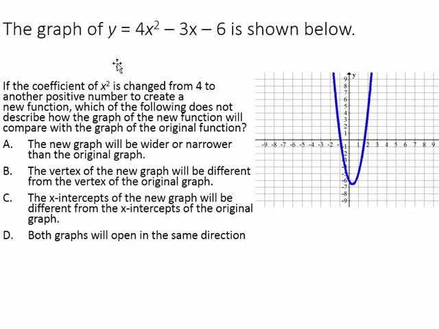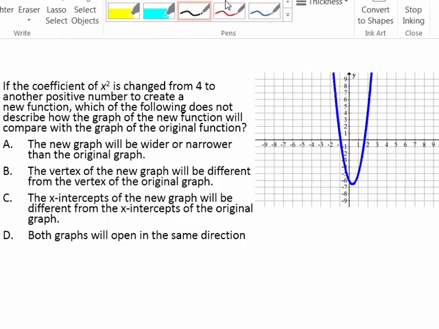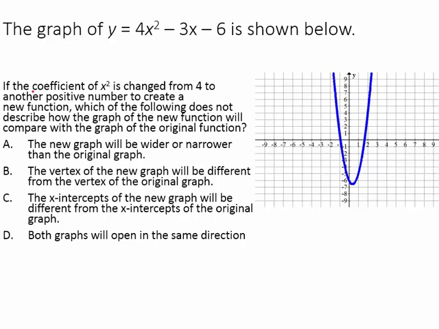There's quite a bit of information given to us inside of this problem, so let's go ahead and break this problem down into each of its pieces. First of all, the problem tells us that the coefficient of x squared is changed from 4 to another positive number. The word coefficient means the number that's in front of the letter. So the number in front of x squared is a 4. And we're going to change that number to another positive number to create a brand new function. So to create a brand new y equals.